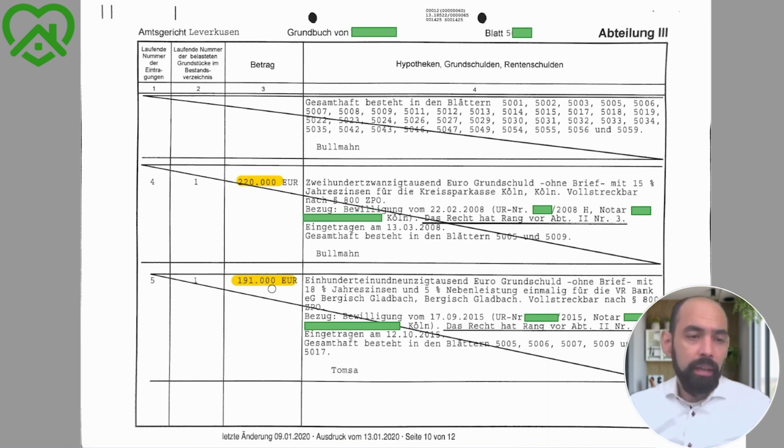For 191K, they might have financed it for 100%. They might have financed only 50%. They might have only financed 10%. You can't deduct that from this value, right?